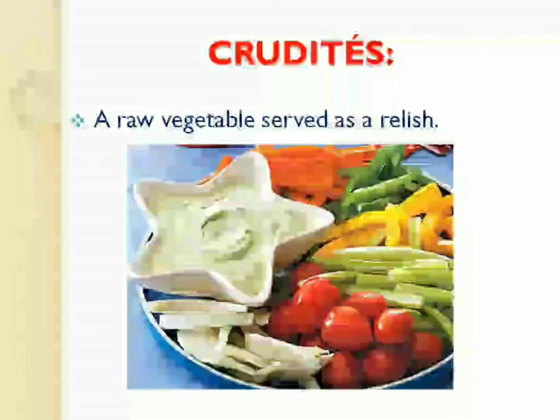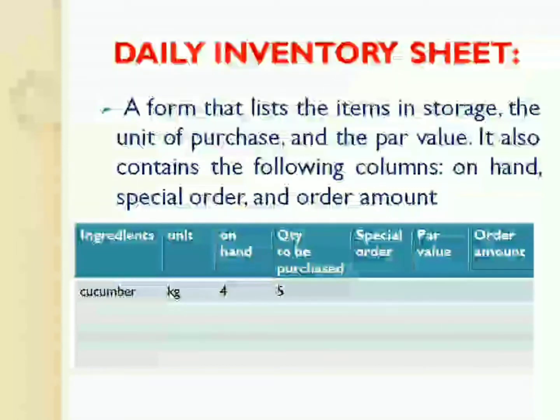Then daily inventory sheet. It is a form that lists the items in storage, the unit of purchase, and the par value. It also contains the following columns like on hand, special orders, and order amount. As you can see in the format.